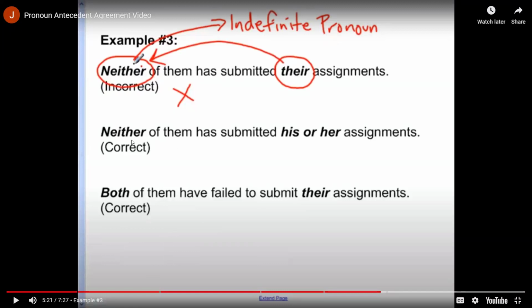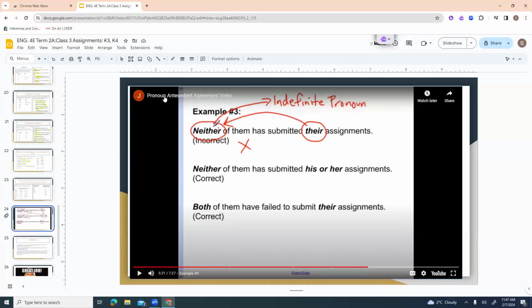So here he's kind of corrected it as: neither of them has submitted his or her assignments, or both of them have failed to submit their assignments. And again, I like this because you can see he changed this sentence completely, but is still getting across the same idea. So whenever you're working with your own work, always keep in mind there is more than one way to fix or change something if you want to. Okay, I'm going to flip back to our regular stuff now.